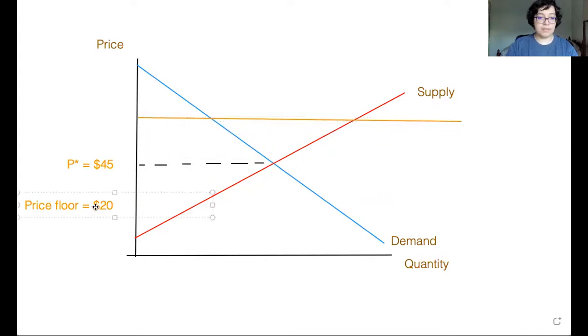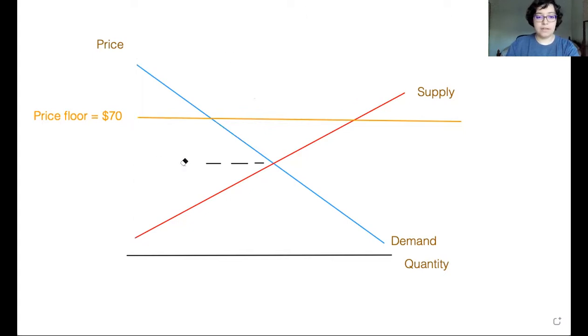However, for our example, we do have a binding price floor, so I'm going to bring it back up here to 70, and I'm going to try and real quickly just go over the surplus. So in this market here, we are going to be having this new price of 70.